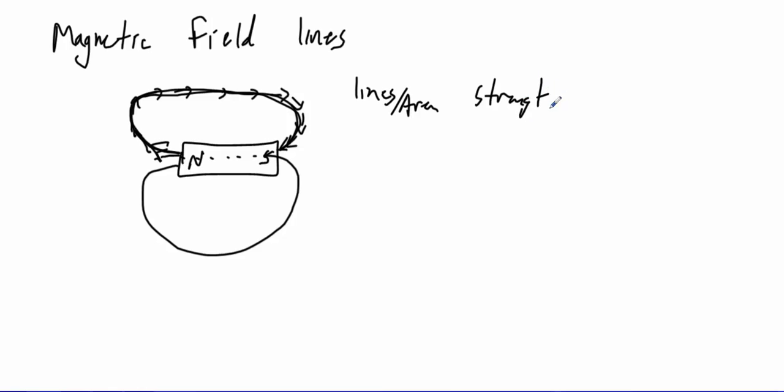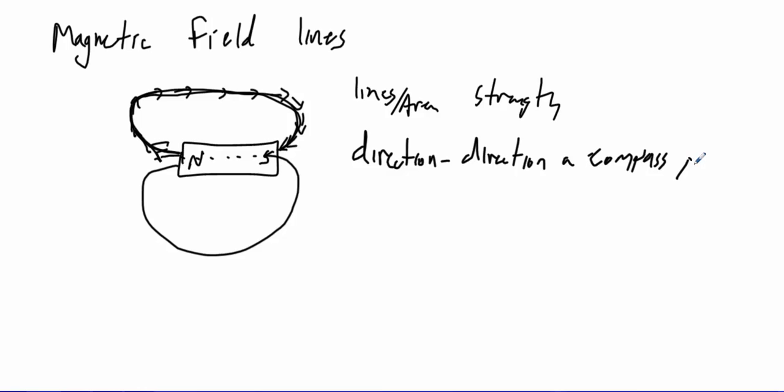If there are more field lines in a given area, then it's a stronger magnet, and the direction is the direction a compass points. It is interesting to note that that direction is tangent to these field lines at any point. Right here, this compass is going to point this way, so it's tangent to the field line.